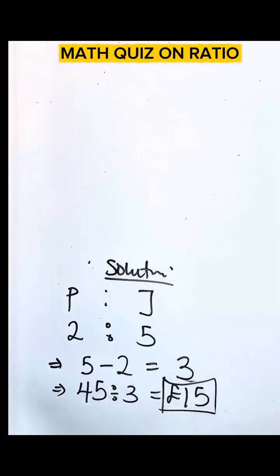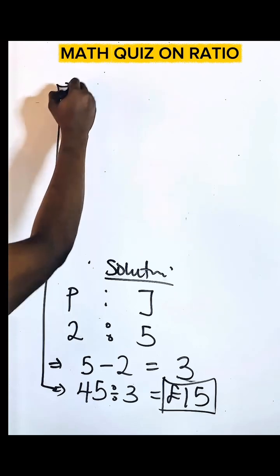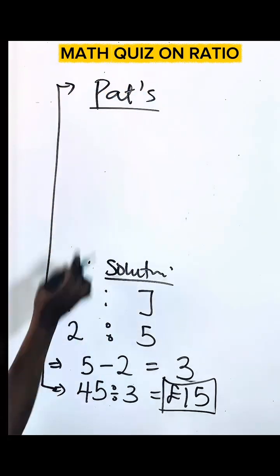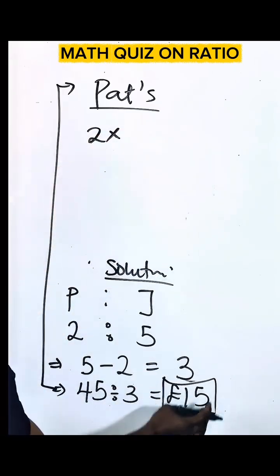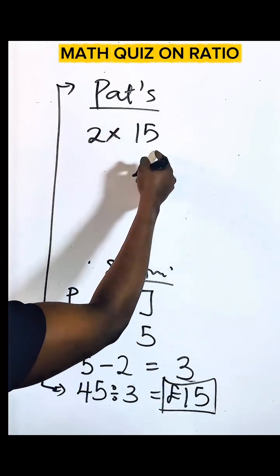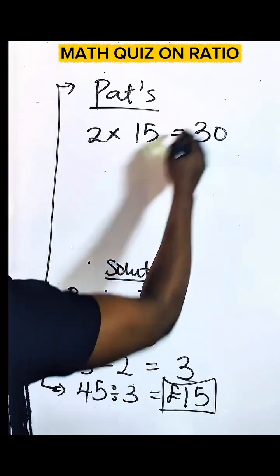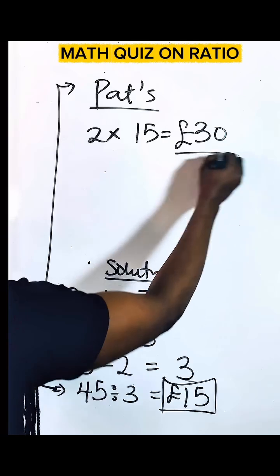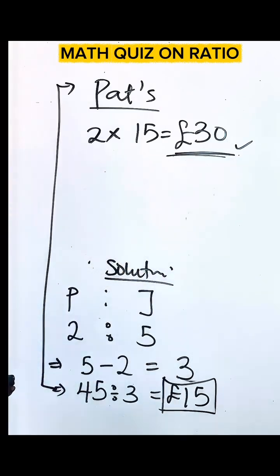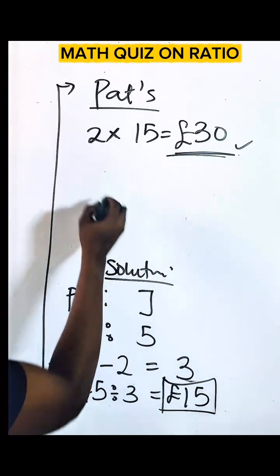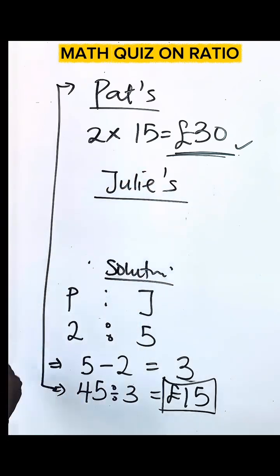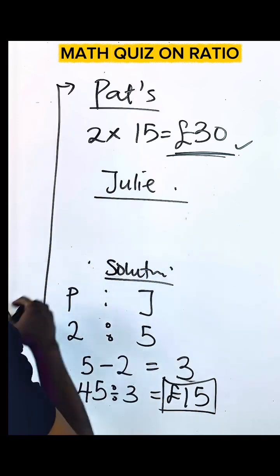Let's do that. We now have Pat will be this ratio multiplied by this amount. So when you multiply this, it gives you 30. So it means that Pat's share is £30. And that's what the question said we should find. But we can still go ahead and get Julie's share, even though the question did not mention that. So let's get her share.